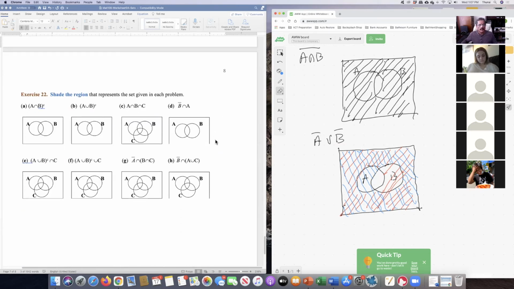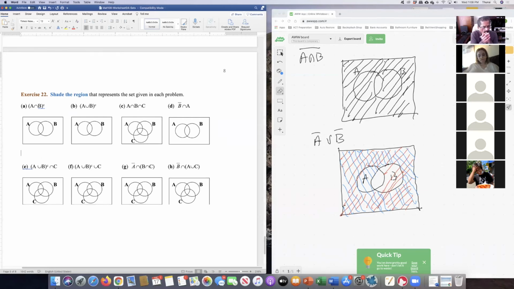So here we go with the problems. These are exercises for you to do. I guess I just have to ask you to tell me what region to shade. Anybody for the first question?